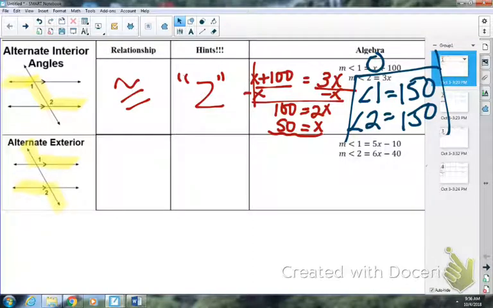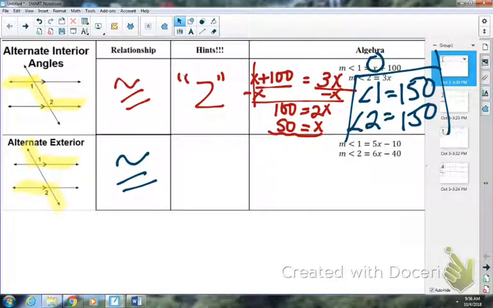But for relationship, how are alternate exterior angles related to each other? They're congruent. So here in this box for relationship, we're going to put they are congruent. They are equal to each other. So again, I don't really have a great hint. If you see something when you look at that, great, you can write that down. But I don't have a great hint for this particular one, so I'm going to leave that spot blank.